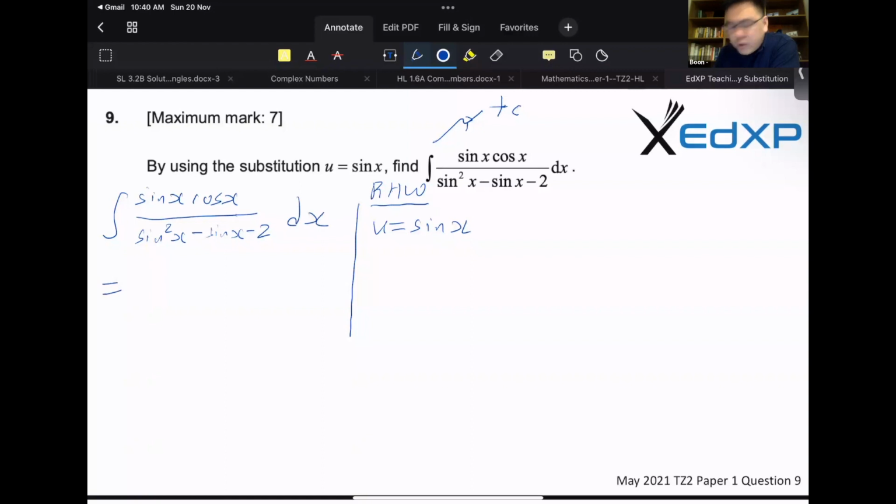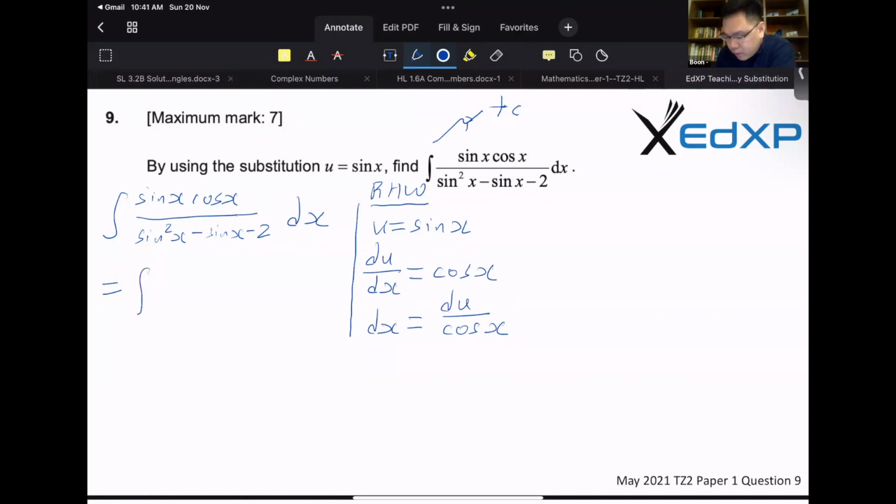The whole idea for integration by substitution is to replace all the x's with u's to simplify the integral. So a standard move is to differentiate u, first derivative, which gives me cosine x, and I always make dx the subject. So I get dx is equal to du over cosine x. Finding dx is very important so that we can substitute it later on.